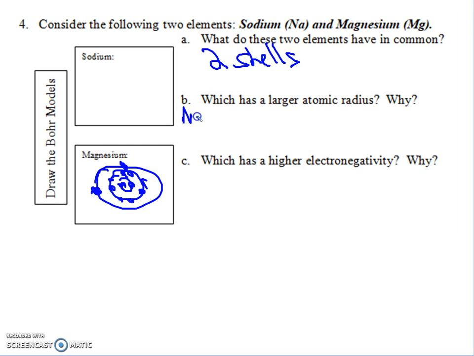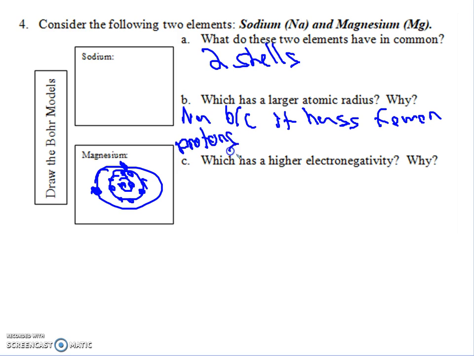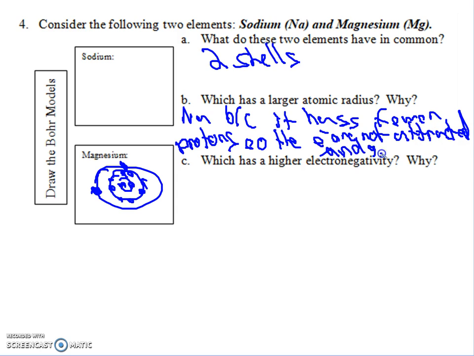Here though, sodium will have a larger atomic radius because it has fewer protons. So the electrons are not attracted and get farther away. I know it's really sloppy. You just gotta listen to what I'm saying. I probably should type this.